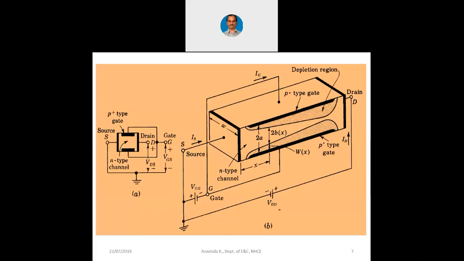Now, in the case of FET, it is normally on and we will have to gradually turn it off to bring it to the Q point. Whereas in BJT, it was normally off and we had to give the base current or the base supply to turn it on and bring it to the Q point. That is the major difference between these two.